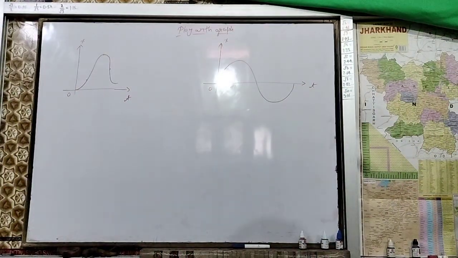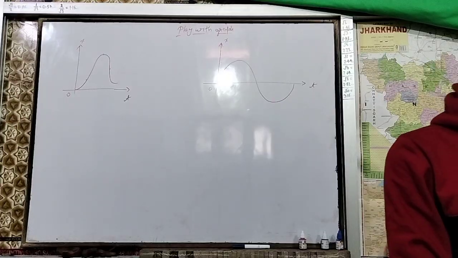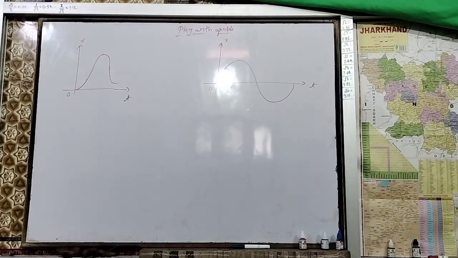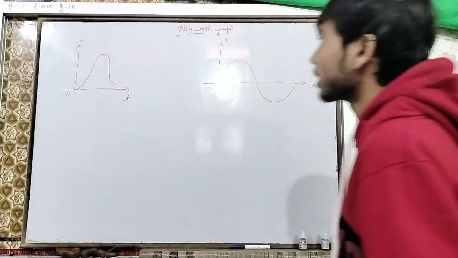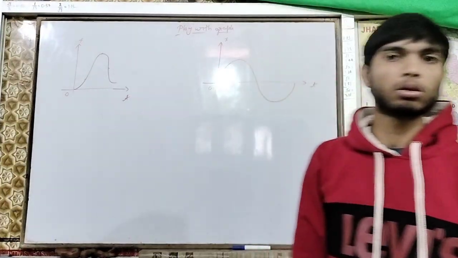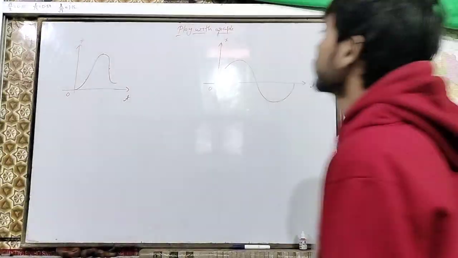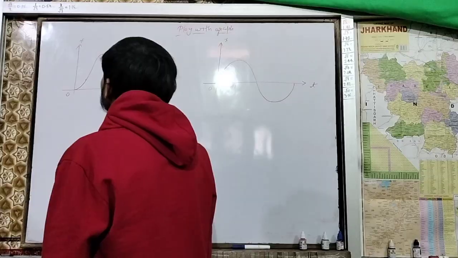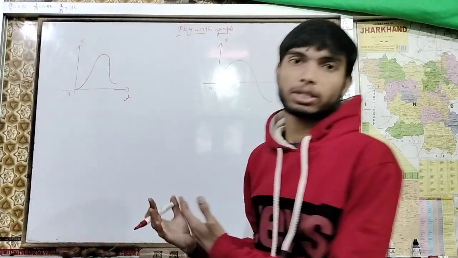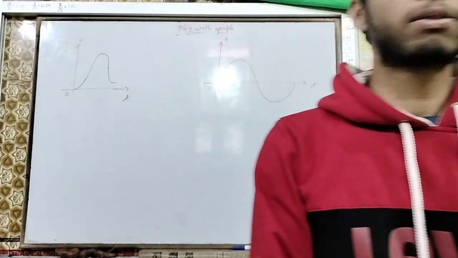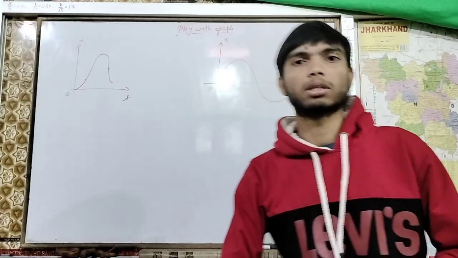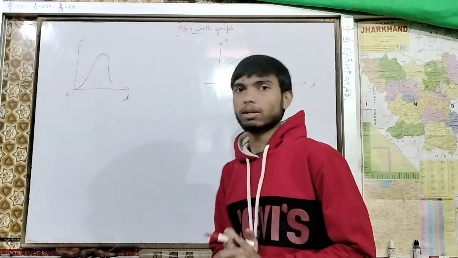There are two graphs that are different from the previous. The question is to find the slope. Is the slope negative, positive, or zero? Our graph is an xt graph, not a vt graph. The slope of an xt graph is velocity. The slope of a vt graph is acceleration.